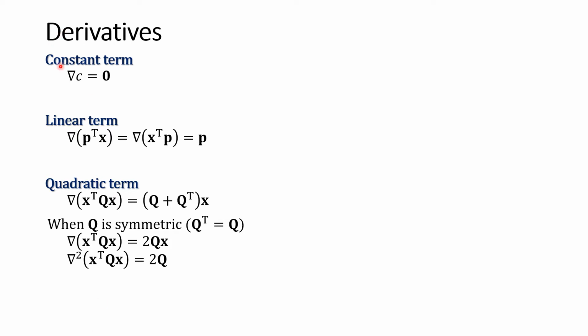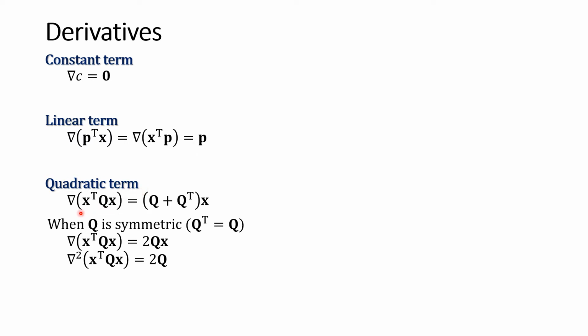The vector derivative, or gradient, of a constant is a zero vector. The vector derivative of a linear term, del p transpose x, where p is a constant vector, which is equal to the derivative of x transpose p, equals p.